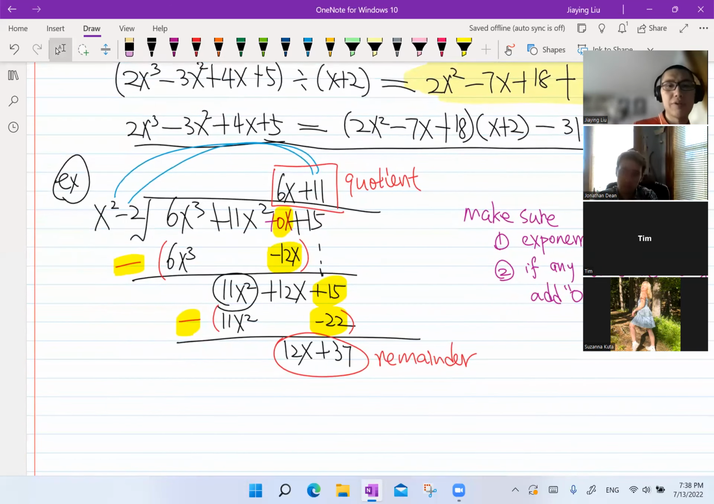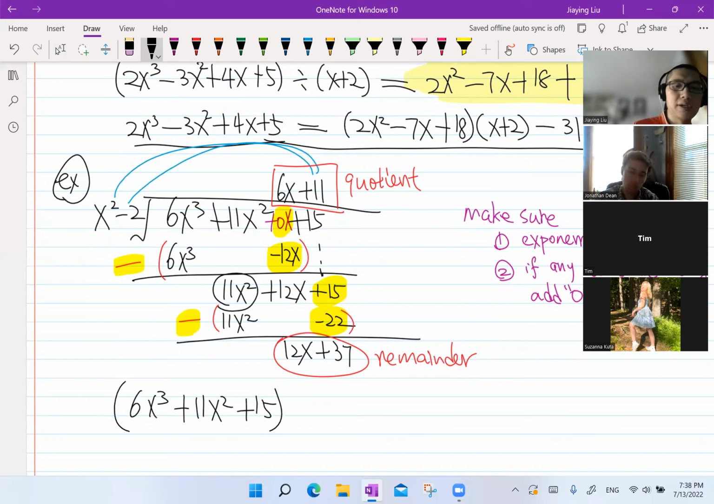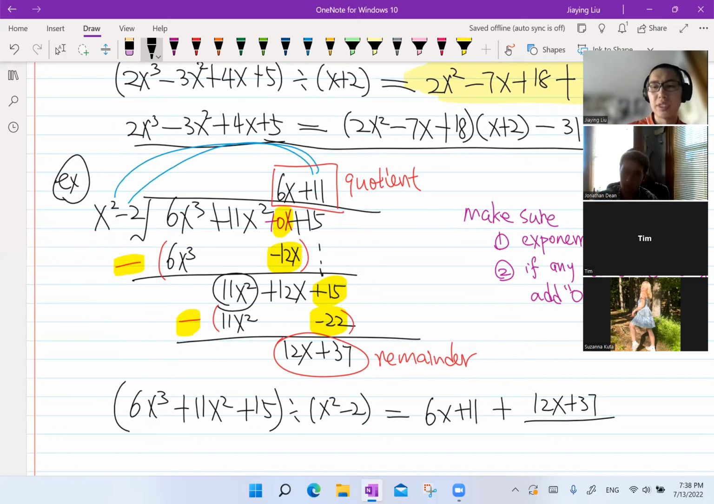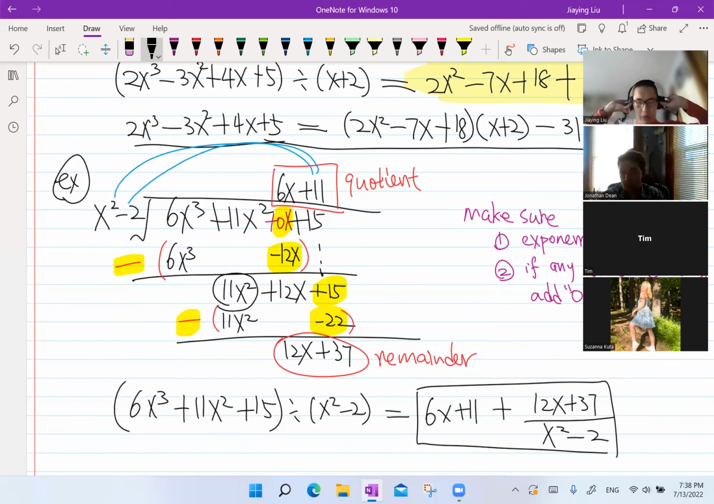And the final answer I'm going to write is 6x cubed plus 11x squared plus 15 divided by, you can write like this, or you can put it as a fraction, divided by x squared minus 2. That's going to equal 6x plus 11, the quotient, plus the remainder, which is 12x plus 37, but we have to put in the fraction notation, over x squared minus 2. So this is my final answer. All right, any questions on this?